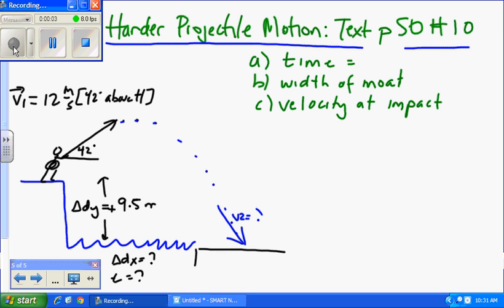Okay, welcome to another supplementary example. This time, what I call a harder projectile motion question. It is a textbook question, page 50, number 10. So you might want to open that up and take a look at it before you get going.